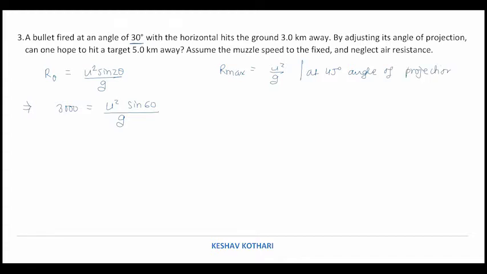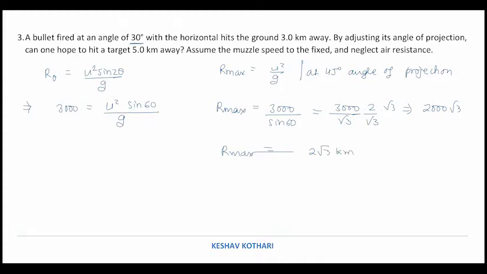So eventually we are looking for the calculation of u square by g. We can easily get this value by 3000 upon sine 60 degree. This is equal to 3000 upon root 3 by 2. And we are multiplying and dividing by root 3 back again. So we get 2000 root 3. This is in meter. So the maximum range can be written as 2 root 3 kilometer.